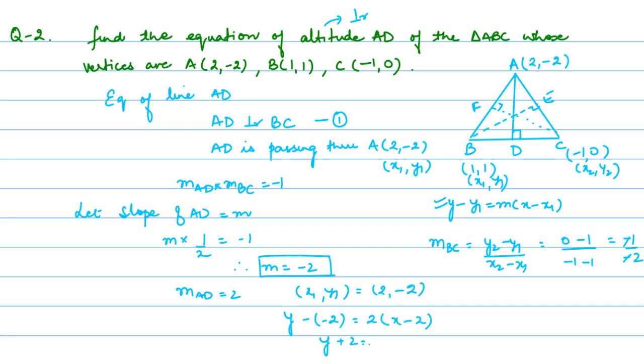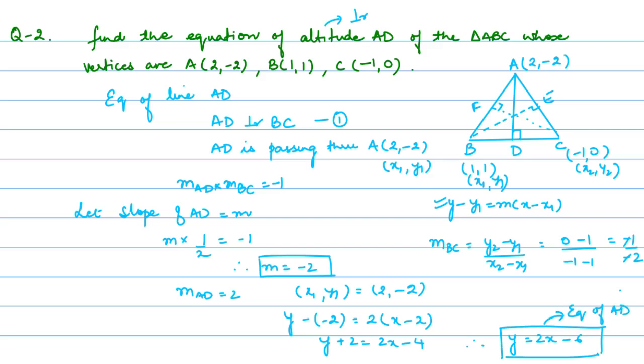y plus 2 is equal to 2x minus 4. Therefore we have y equals 2x minus, we'll take 2 to the right side, minus 6. This is the equation of our line AD.